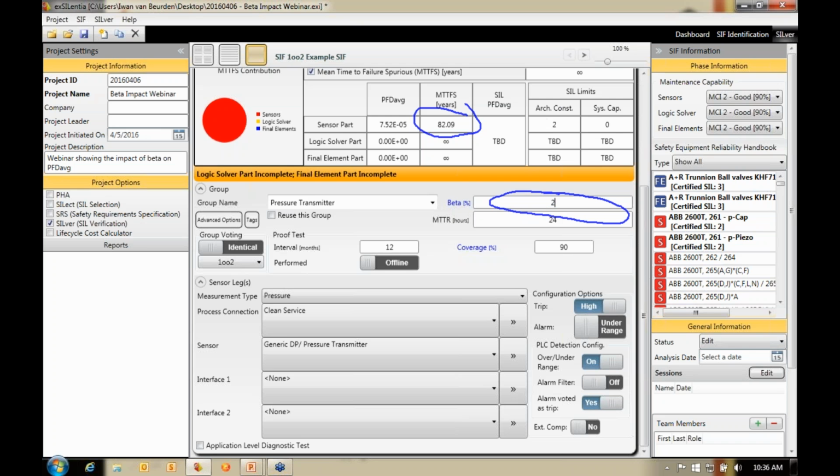If I go to 2%, it's 82, almost 83 years. If I go to 5%, it's 84 years. And if I go to 10%, it's 86 years. So the same behavior here for spurious failures as what we saw for the 2oo2 from a PFDavg perspective. Slightly better, but only, okay, this is the integer digit, but we go from 83 to 86.